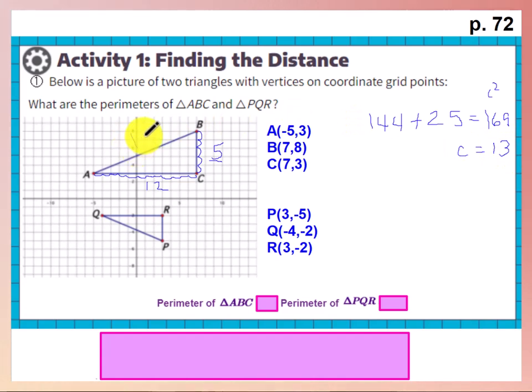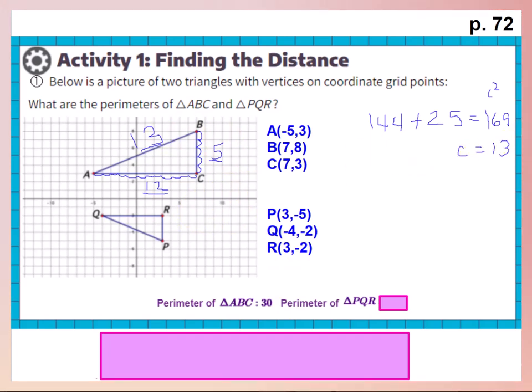Now add those three numbers together. 12 plus 13 plus 5 for the perimeter of ABC. And that's going to be 30. 12 plus 5 is 17, plus 13 is 30.